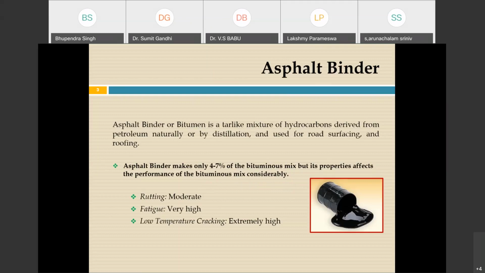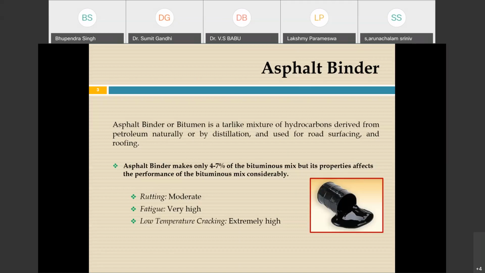So why asphalt binder? When we talk about the roads all over the world, most of the roads are flexible pavements which contain the bituminous top. This bituminous top contains asphalt binders, which makes asphalt binder one of the most widely used construction materials all over the world. So what is asphalt binder?